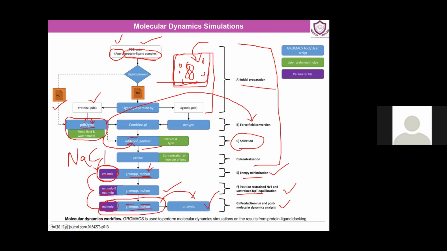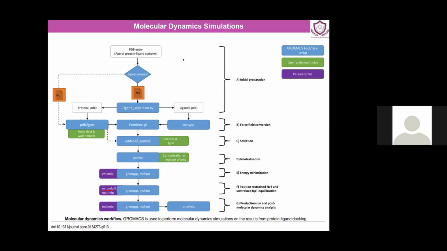Okay. So if you want to really break up this entire chart, the first one is preparation, the second one is force field conversion, then solvation, neutralization, energy minimization, and then equilibration, and then the final run. Now this whole scenario is applicable for both apo and protein-ligand complex. So if you have a protein-ligand complex, there is a ligand present in your system, you just separate it.